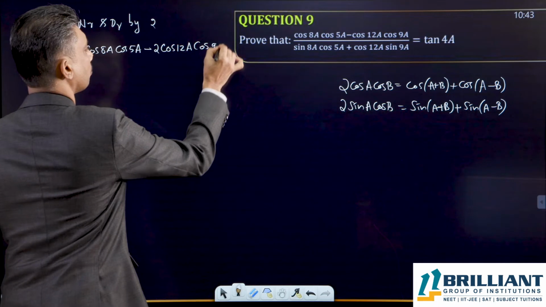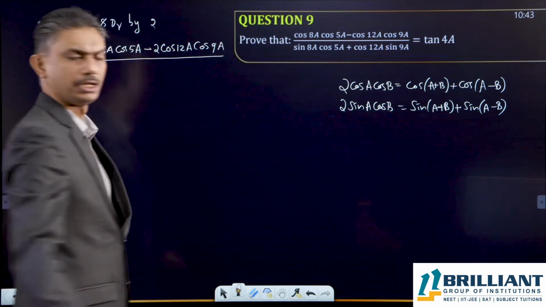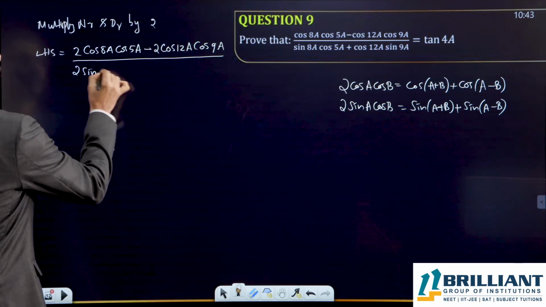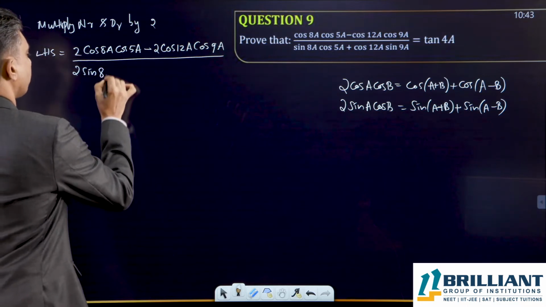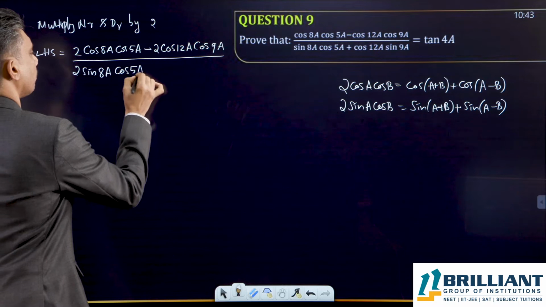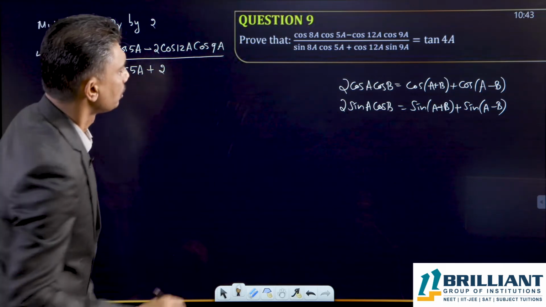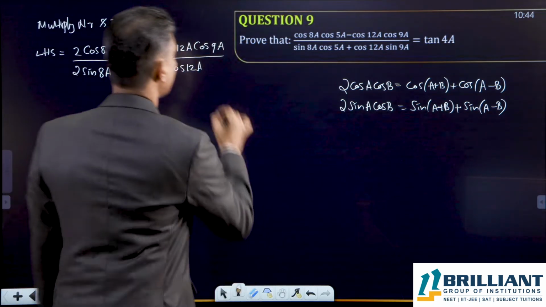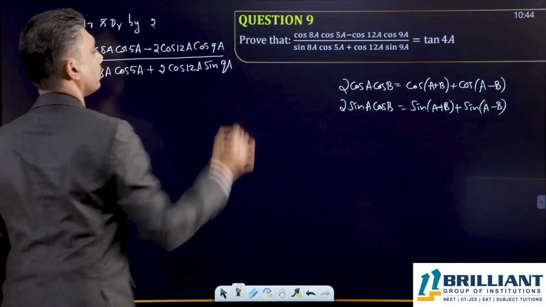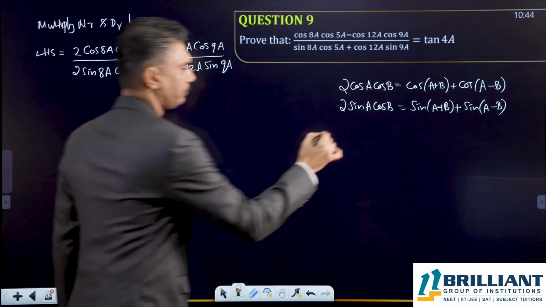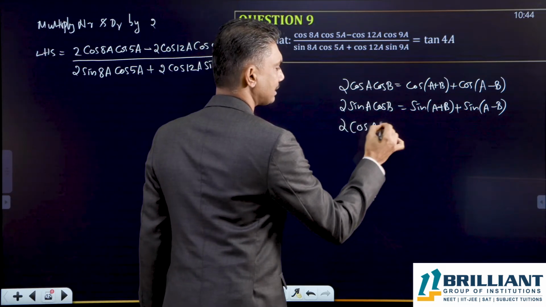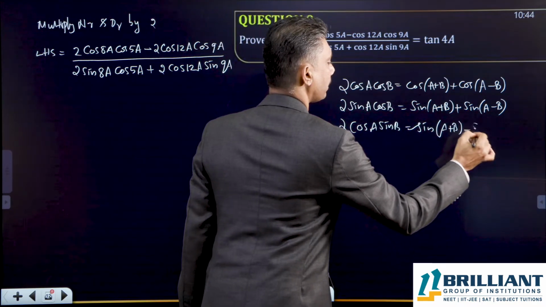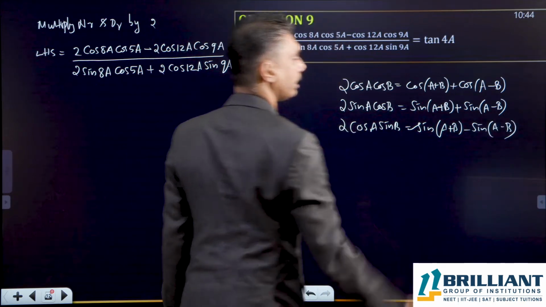In the denominator also multiply by 2, in descending order: 2 sin 8A into cos 5A plus 2 cos 12A into sin 9A. Now, there is one more formula, 2 cos A sin B equal to sin(A plus B) minus sin(A minus B).